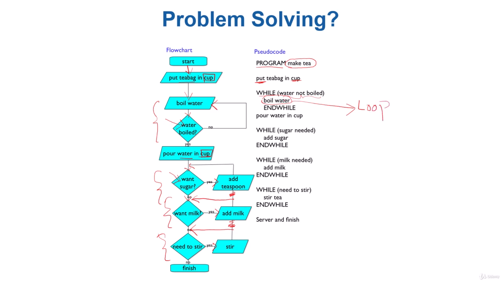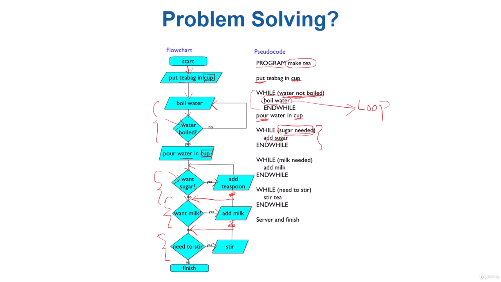So while water is not boiled, boil water. Then again check, water boiled or not? No, boil again. Keep on boiling. So this is repetition. Once the water is boiled, this condition becomes false. Water not boiled becomes false, so you exit this loop. You pour that water in the cup. Pour is again a keyword. Then you ask, need sugar? Yes, add sugar. Need sugar? Yes, add sugar. So you keep on doing this until you don't need sugar anymore. So that's again a loop.